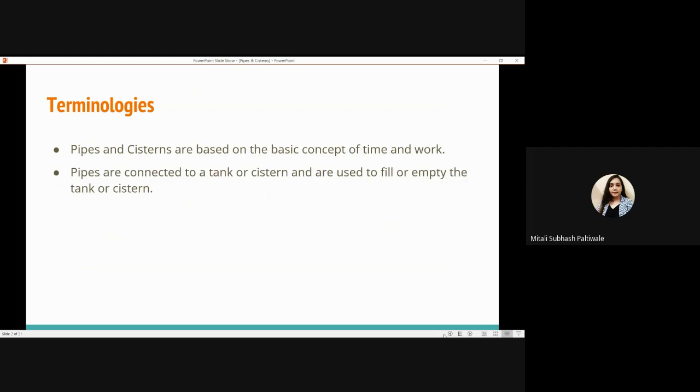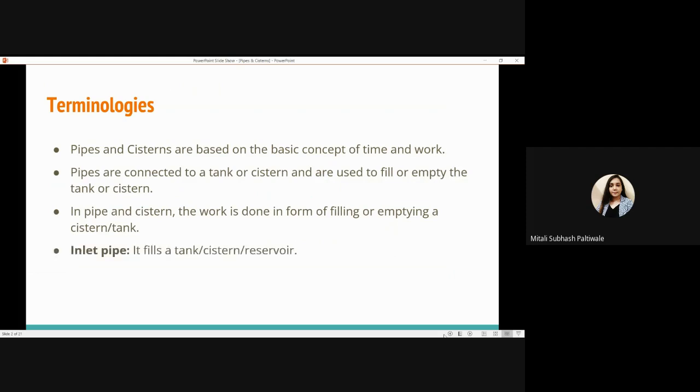When it comes to filling the tank or emptying the tank, there are two different things, and you may call those pipes by different names. In pipes and cisterns, the work is done in the form of filling or emptying the cistern or the tank. An inlet pipe fills the tank, and the outlet pipe empties the tank, cistern or reservoir.